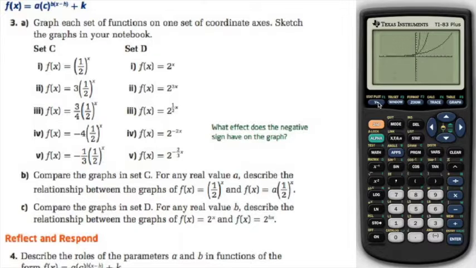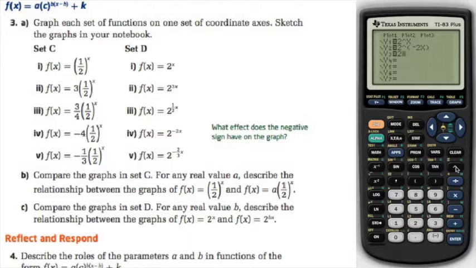Again, like with set C, I'm going to eliminate 2 and 3. I'll put in graph 4, 2 to the -2x. We'll get the original 2 to the x first. And there's 2 to the -2x. So this has been flipped horizontally. As well, the shape isn't exactly the same. It's also been stretched because of the 2.